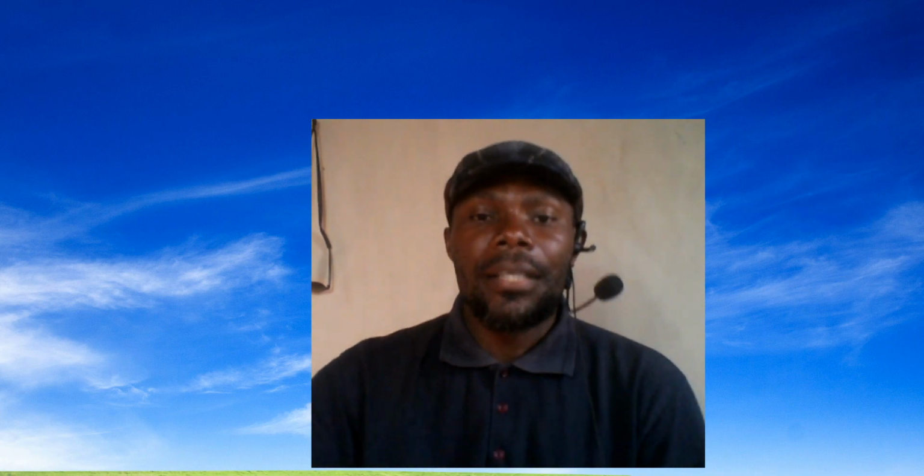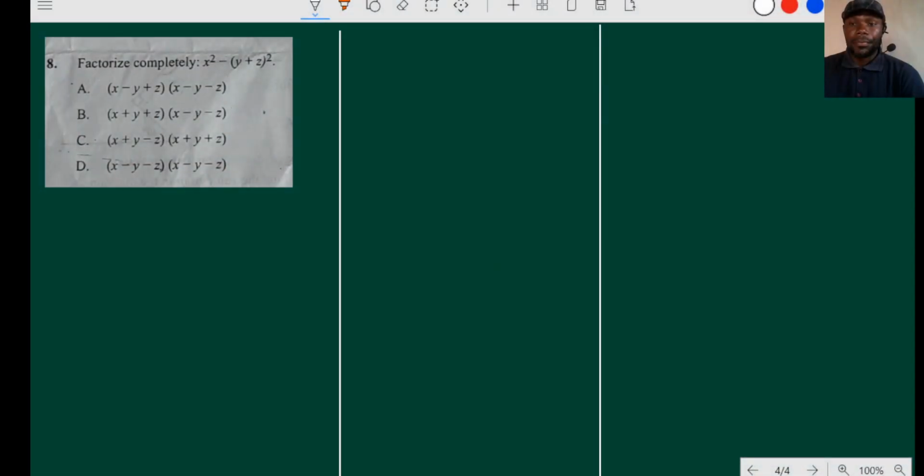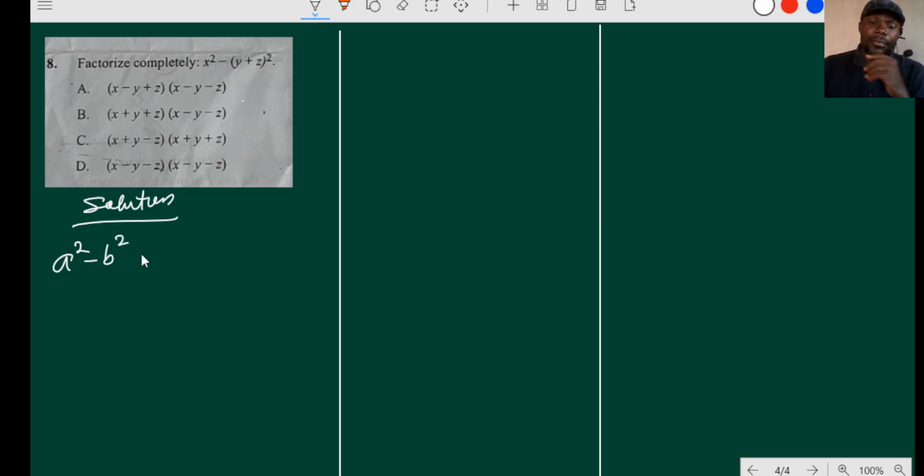Number 8 is a difference of 2 squares. So the number 8 here is a difference of 2 squares, which will let you understand how difference of 2 squares works. Now, factorize. Before we start solving these questions, I have something to explain. For example, we have a squared minus b squared. You know it will surely give you a plus b, a minus b. So what it means here is a difference of 2 squares.